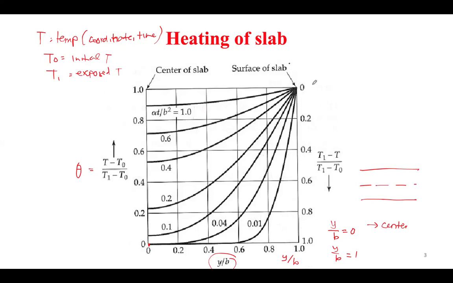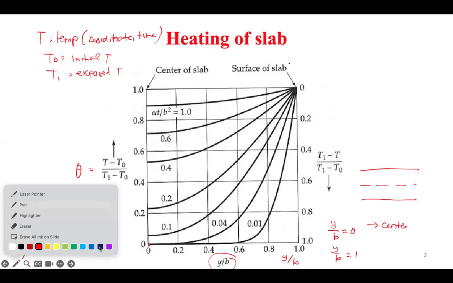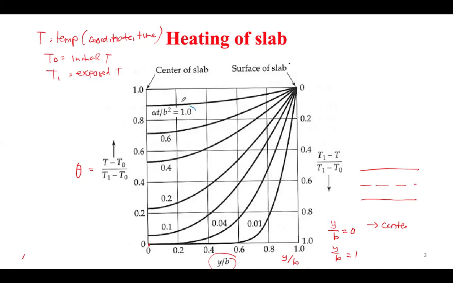So then this is your theta, and then this is your this one, and the last one that's very important as well is this one. This is your alpha t divided by b square equal to 1. So this graph shows you when alpha t divided by b square equals 1, then you can find this graph. If you have a different number, then you use this graph.